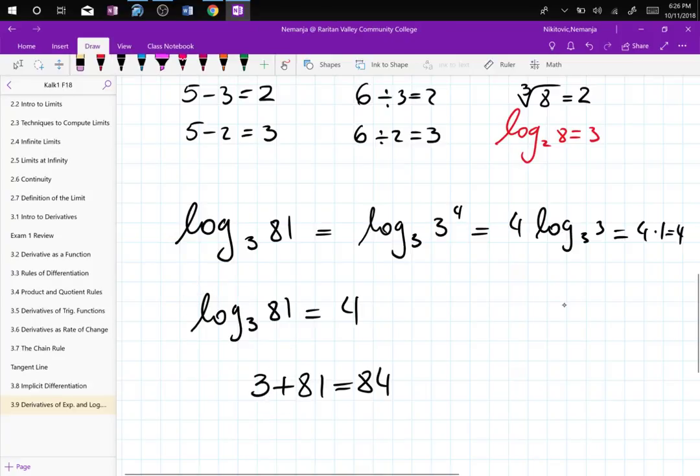So are we green on this? We better be green, otherwise the homework is going to be 3 to the 81 is equal to. I'm going to skip that one. Yes? So is 2 to the third in base 2? Yes. Okay.